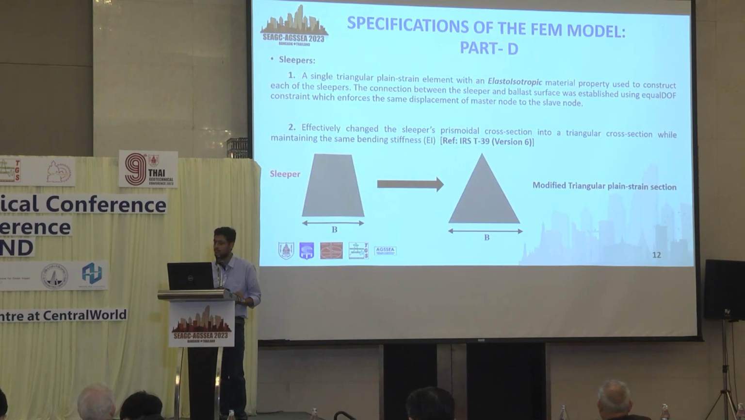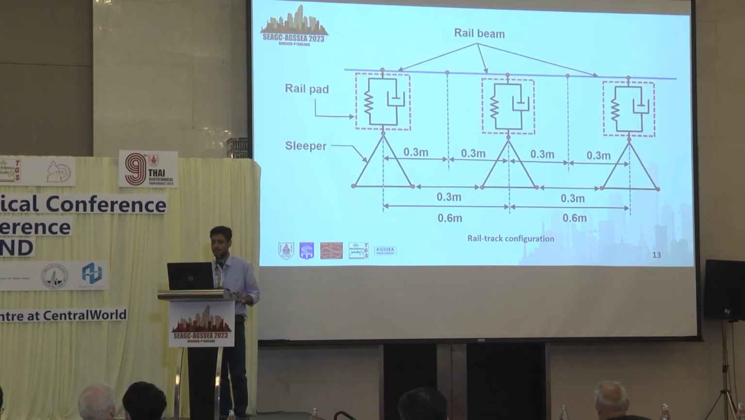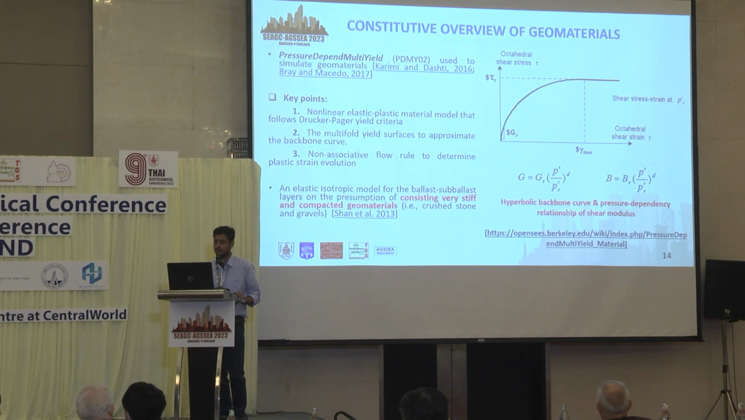So here is the sleeper element. Actually a sleeper's cross section is like that. For our convenience we make it into a triangular cross section, but maintaining the bending stiffness constant. So this is the total arrangement of the rail pad and sleeper.